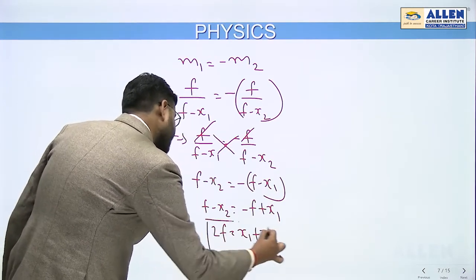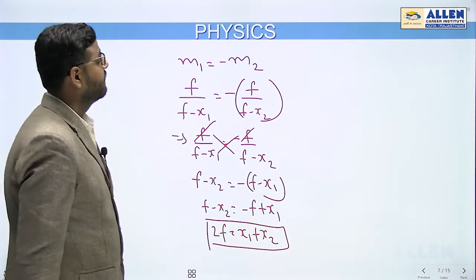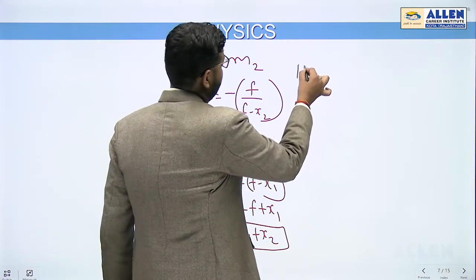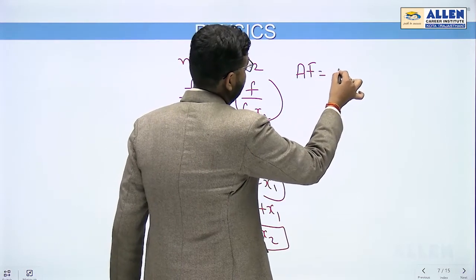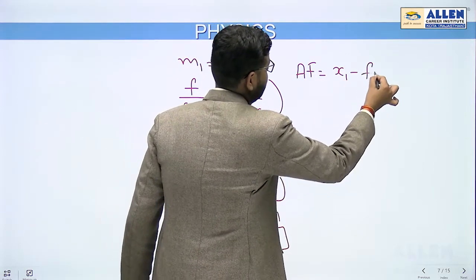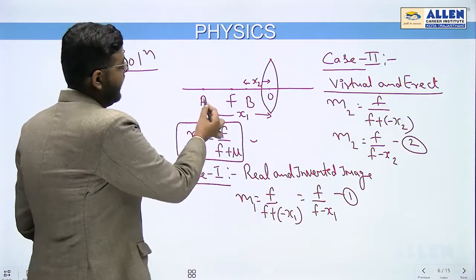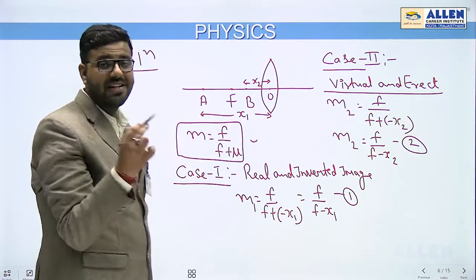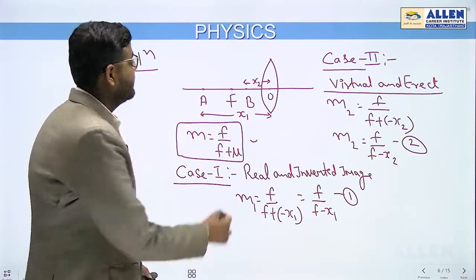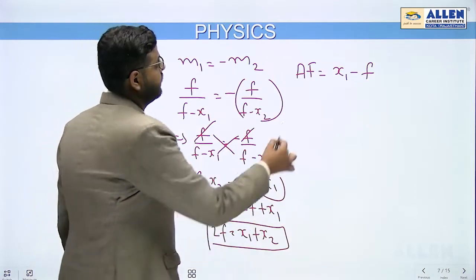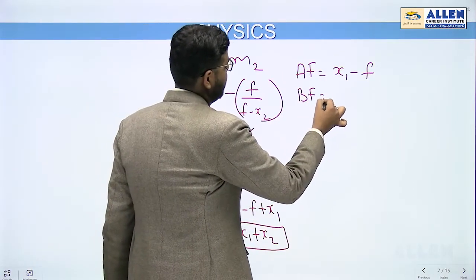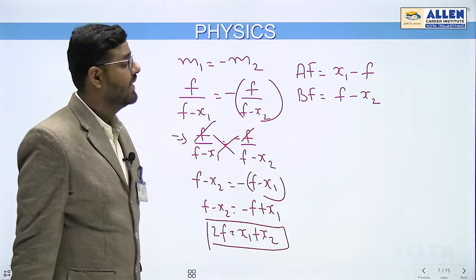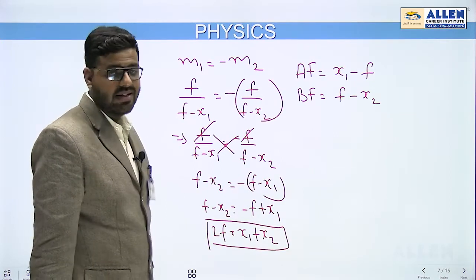So 2f is equal to x1 plus x2. Now here we can write AF. AF is equal to x1 minus f. So AF, that is the distance between A and F, we can write x1 minus f, small f, that is the focal length. And similarly we can write BF is equal to f minus x2. So small f, that is the focal length.